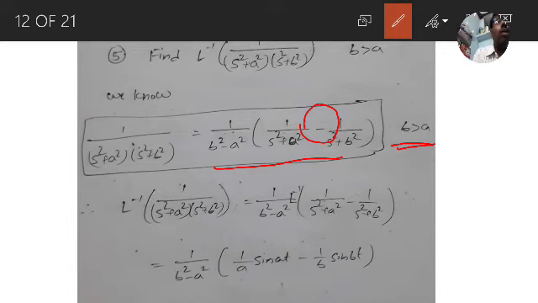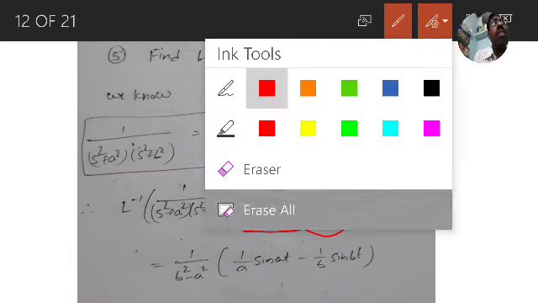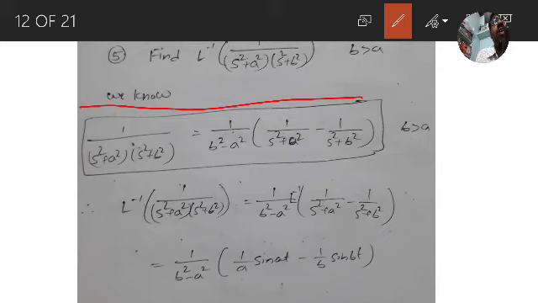Now substituting this in the given problem, 1 by b square minus a square is a constant outside of the inverse Laplace transform. Then apply L inverse of 1 by s square plus a square minus 1 by s square plus b square. What is the formula? The standard formula for 1 by s square plus a square is 1 by a sin at, and 1 by s square plus b square is 1 by b sin bt. So here it is very easy, we are using the formula.